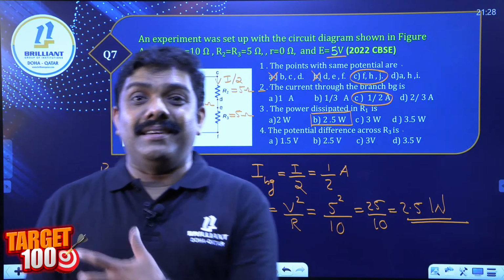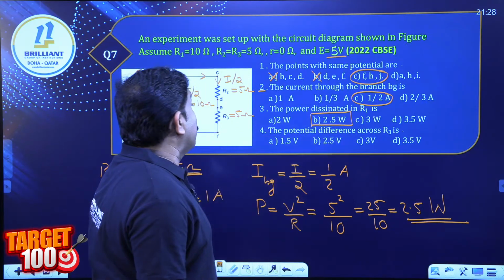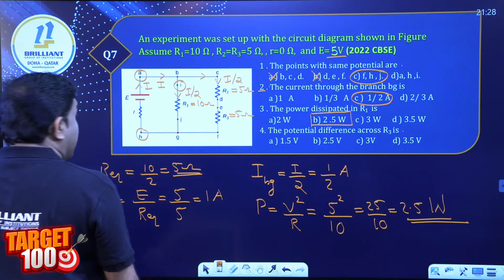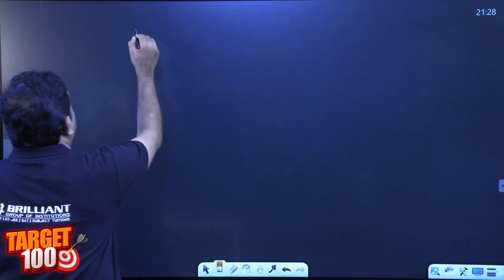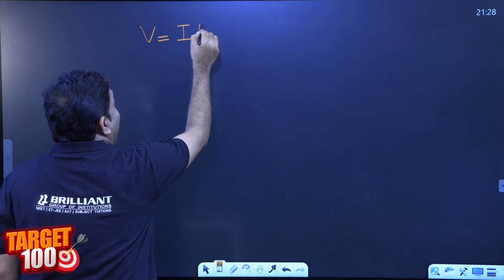Option B, the right answer is coming. Now the next one: the potential difference across R3 we want to find. How will we find the potential difference across R3? You know the meaning of potential difference. Potential difference means voltage, so that is IR.